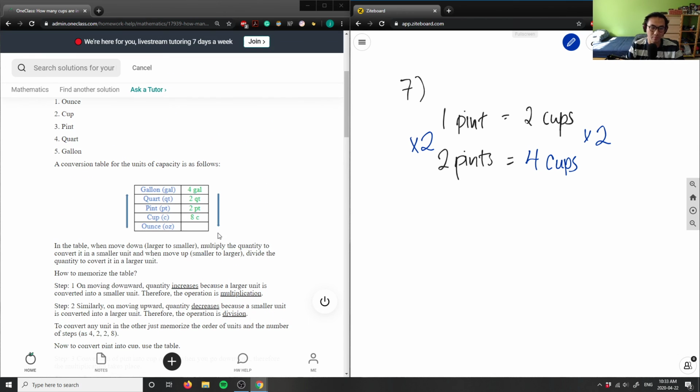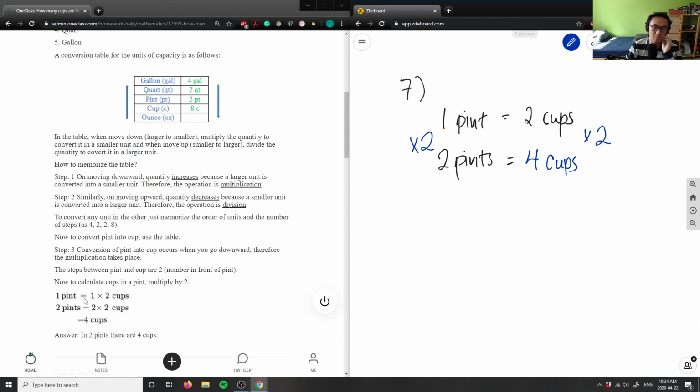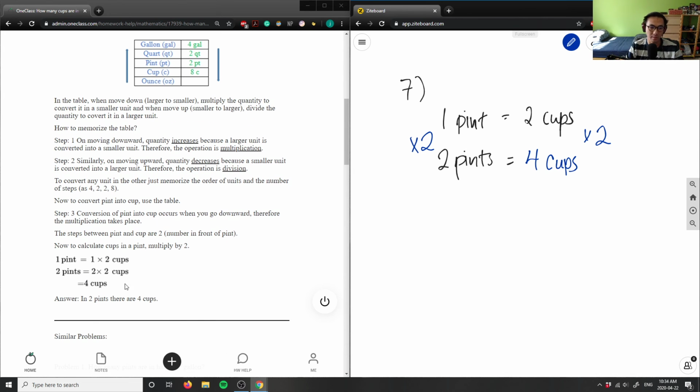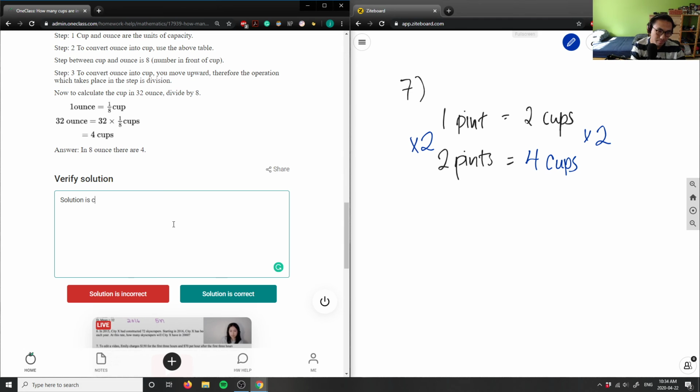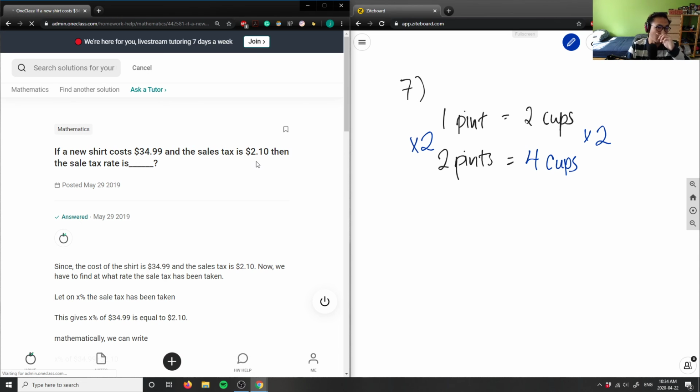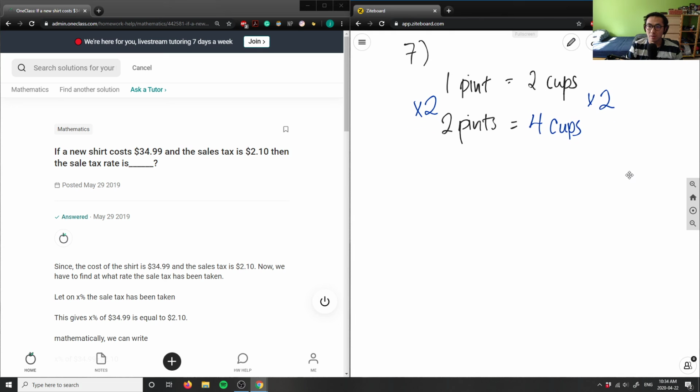They did a big summary. Again, they used the exact same table like we said before. So it says 1 pint equals 1 times 2 cups. So for 2 pints, we're multiplying both sides by 2, you get 4 cups. So in the answer, it says in 2 pints, there are 4 cups. The solution here is correct. So that's number 7. Very, very, very easy question here. So let's do question 8 now.